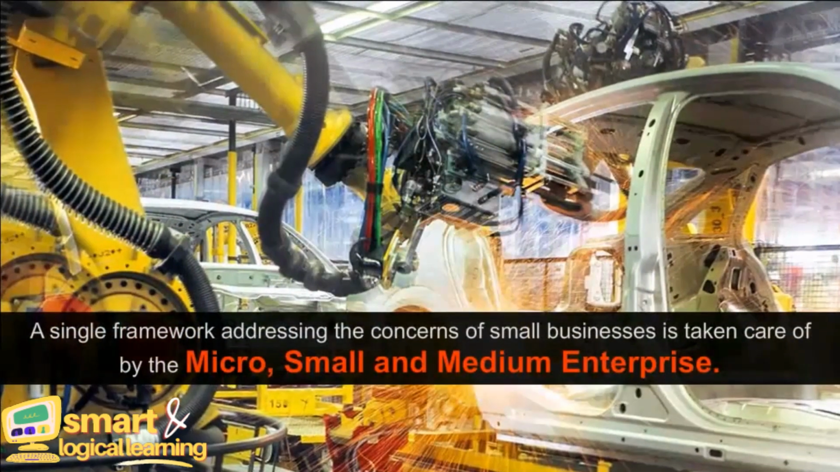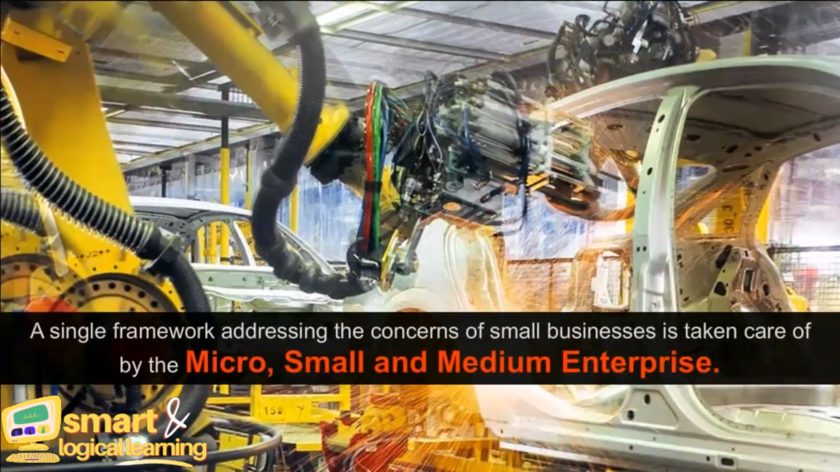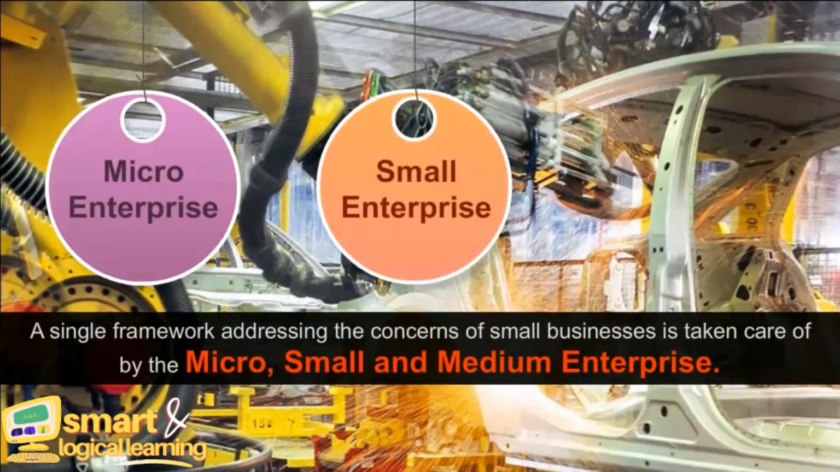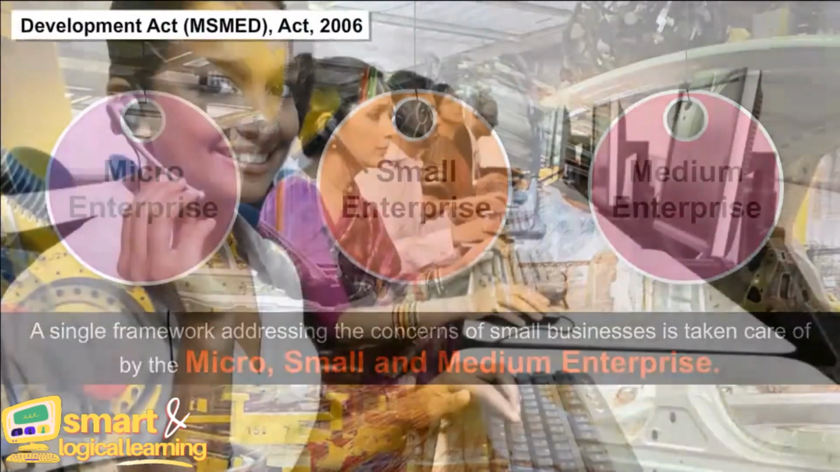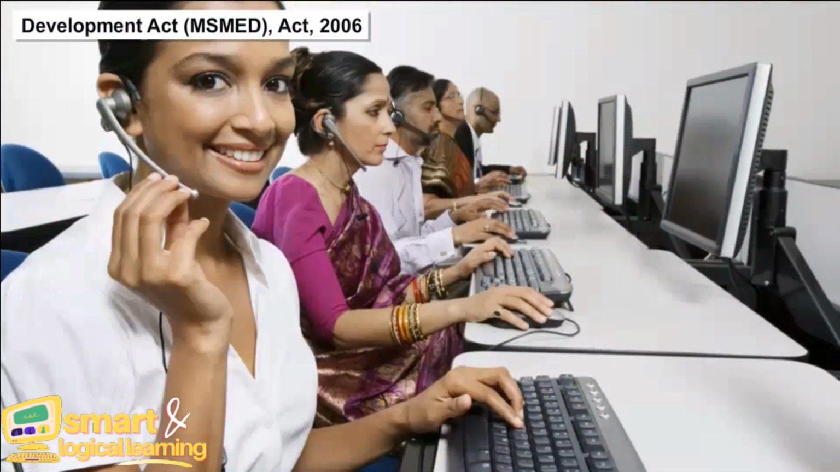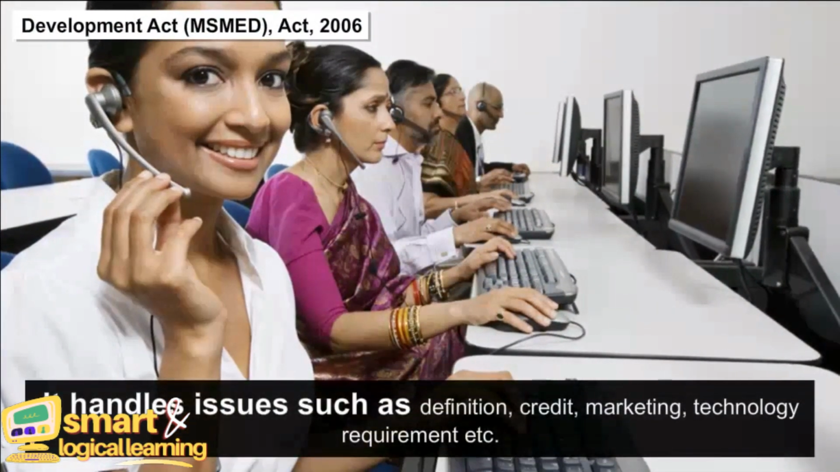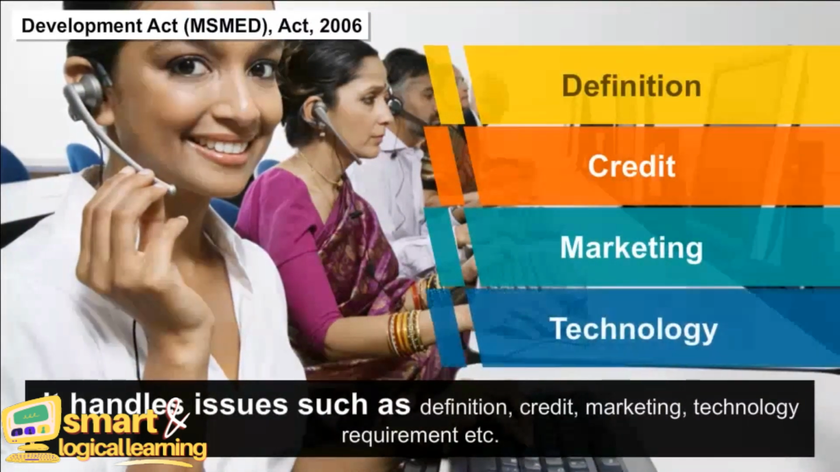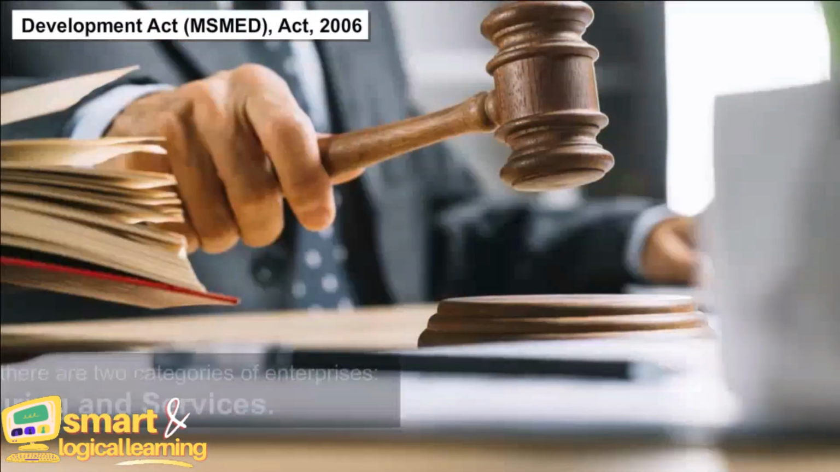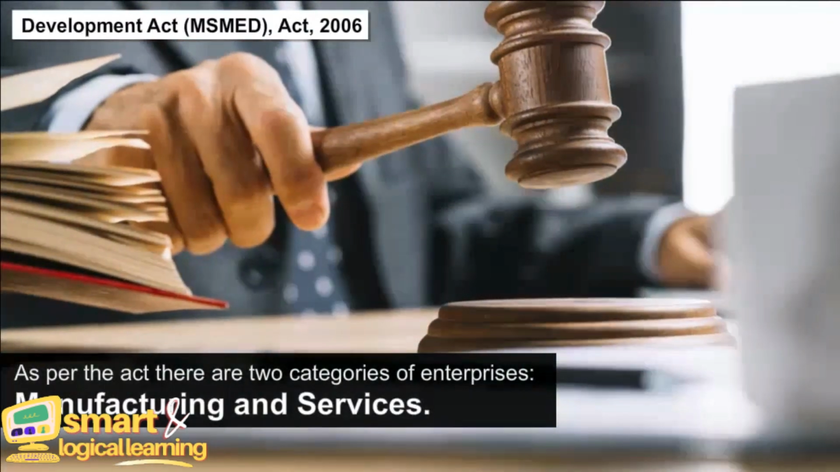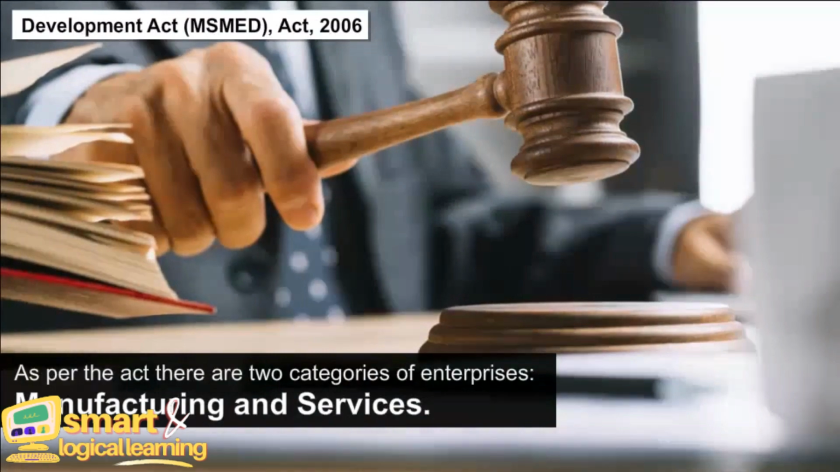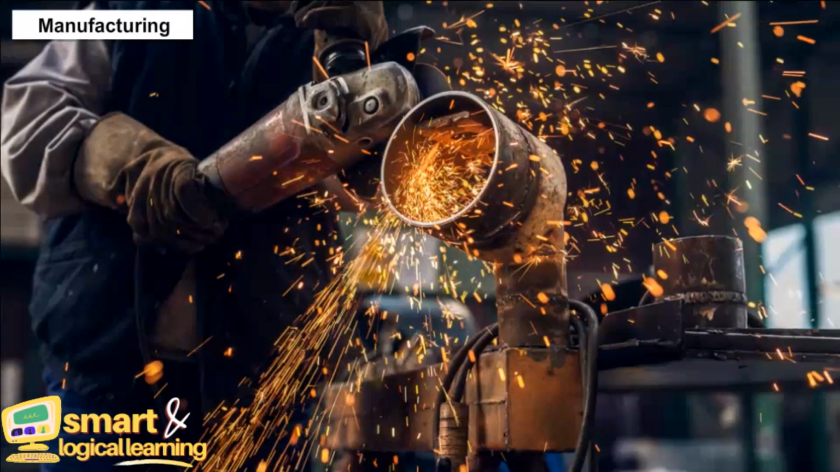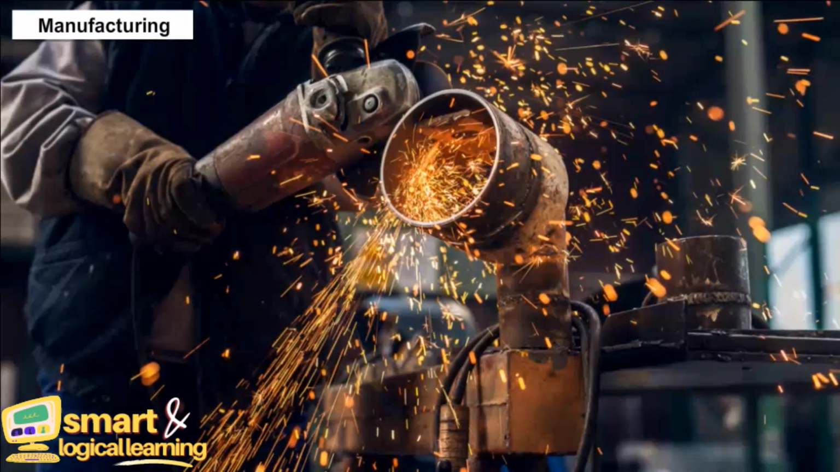A single framework addressing the concerns of small business is taken care of by the Micro, Small and Medium Enterprise Development Act, MSMED Act. It handles issues such as definition, credit, marketing, technology required, etc. As per the Act, there are two categories of enterprises, manufacturing and services. Manufacturing. The Act defines three types of manufacturing enterprises.